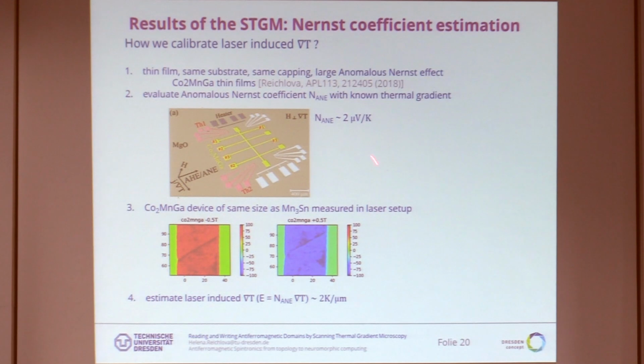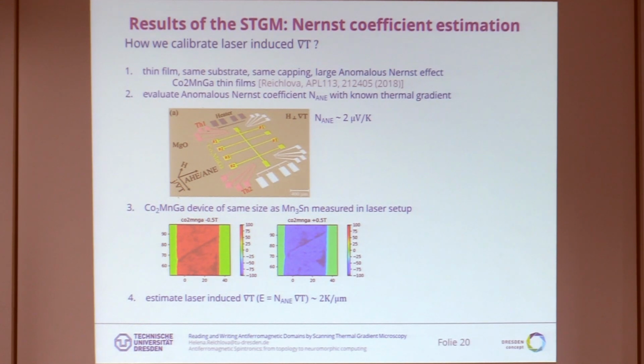So first we had this sample patterned into a structure where we added an extra heater and extra thermometers. And then we are really generating some thermal gradient. We are measuring temperature 1, temperature 2. We know exactly what the dimension is where we have the temperature drop, where we have the voltage drop. And from there, with reasonable precision, we can get a value of the Nernst coefficient of 2 microvolt per Kelvin. And then we take this device to the scanning laser setup.